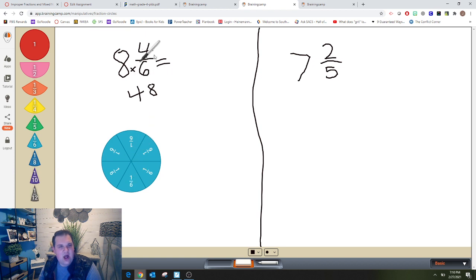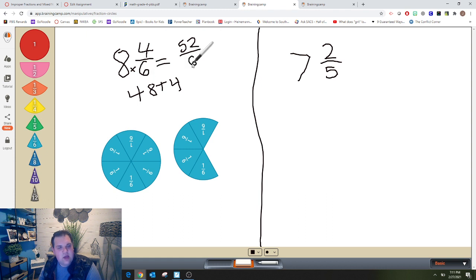Now that's not all though, because I have 4 extra pieces. So what I can do is show those 4 pieces here, 1, 2, 3, 4. And I've got those 48 pieces that are a part of the wholes, then I can just add on these extra 4 pieces. And that's the numerator here, 4. When I do that, I get 52. So my numerator is going to be 52, and my denominator stays the same because there's still 6 pieces in 1 whole.